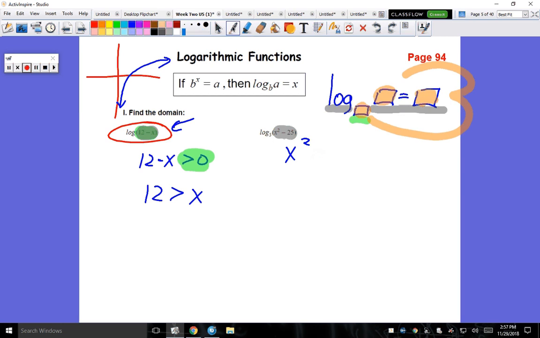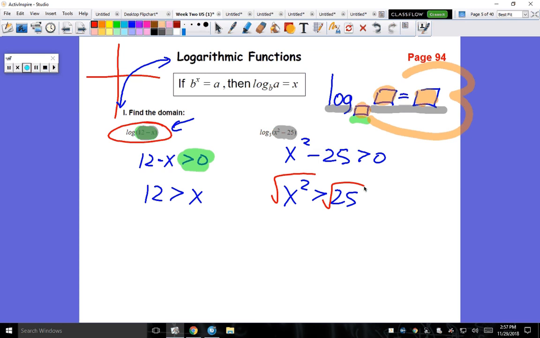So, that's why I saw some of you looking at me a little weird. X squared minus 25 is greater than 0. That's what we're going to set for our domain. And when I solve it, I'll have x squared is greater than 25. Who can tell me the next step? Square root. What am I missing? Look what I just did. What am I missing?